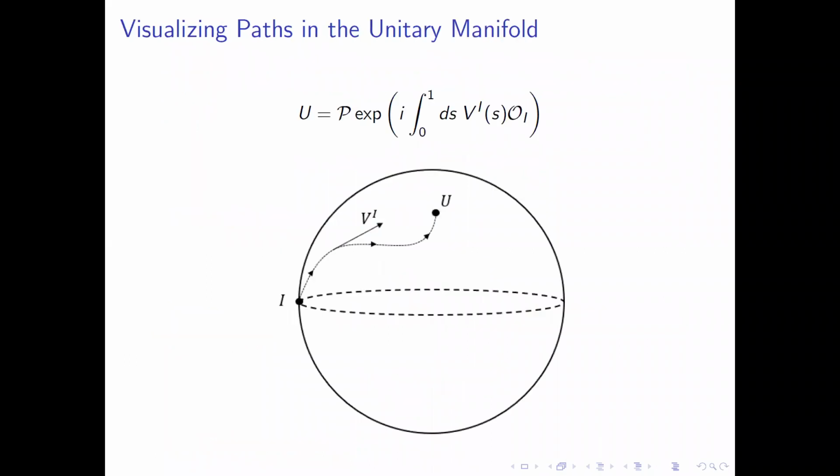So here's the geometric setup. The idea is there's some unitary U we want to prepare, and we're going to prepare it by some path in the manifold of unitaries. And V^I is the instantaneous velocity along this path. Good.